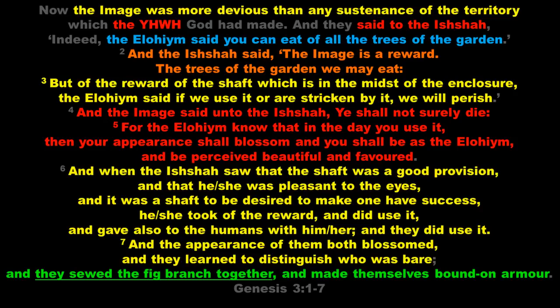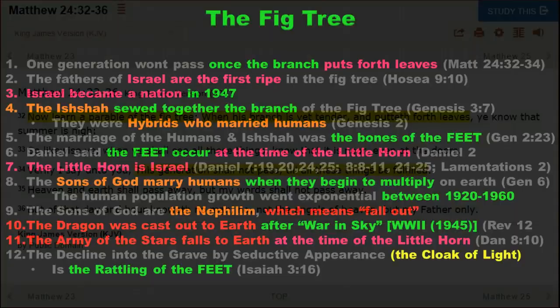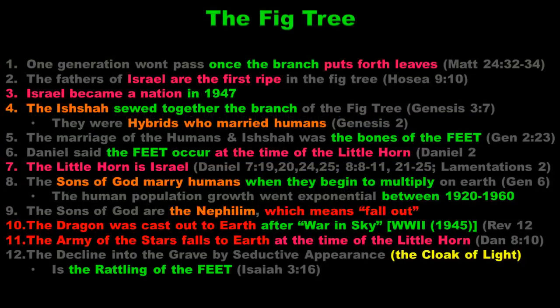It's another code about the timing of this event. So Jesus said in Matthew 24:32, "Now learn a parable of the fig tree. When his branch is yet tender and puts forth leaves, you know that summer is nigh." So he was telling us that the fig tree is a parable or riddle. In other words, it's code.